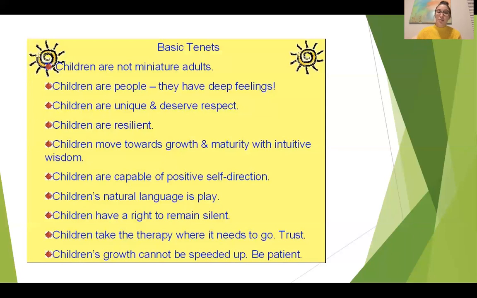This is true. Many times children really do gravitate towards people that offer them respect, that offer them that sense of growth, or treat them like an adult, or treat them like a real human rather than just a child. Children are capable of positive self-direction. Children's natural language is play, like I had mentioned before. Children have the right to remain silent. That is also true. If a child doesn't feel safe in a relationship, or doesn't feel ready to talk about things yet, that's okay. And that's something we need to remember as adults: just because we're telling a child to talk or asking them questions doesn't mean that they have to answer us if they're not ready. We need to understand that as well.